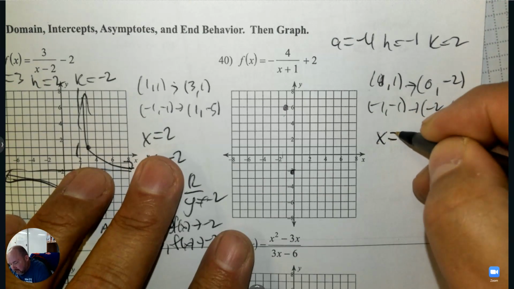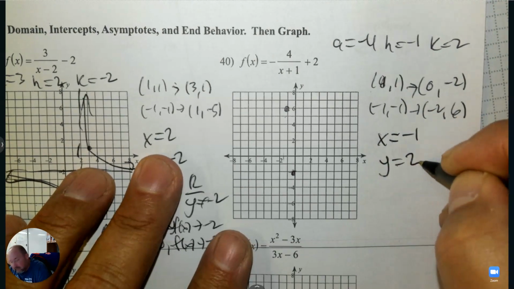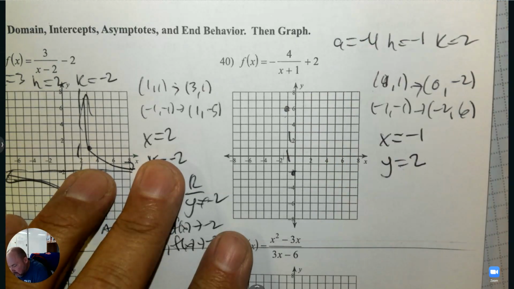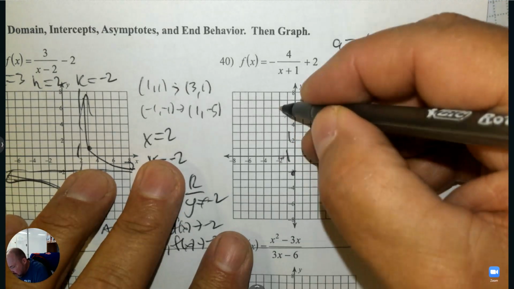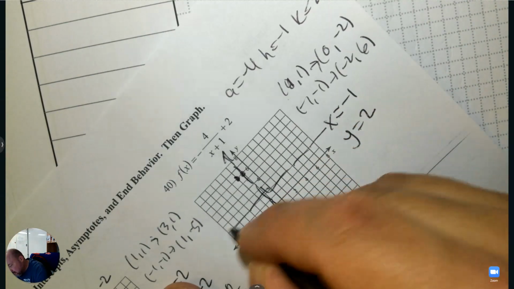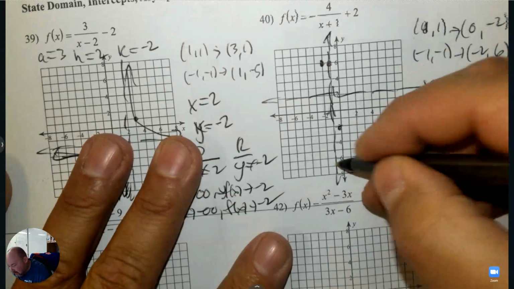The asymptotes are x equals negative 1 and y equals 2, HK. So we have, what did I do? Negative 2 and 6. There it is. This is the asymptote. And then 2 is an asymptote. And then you would draw it from there.